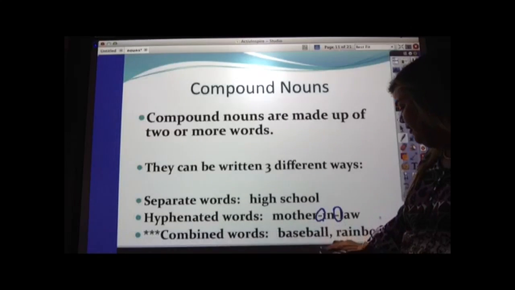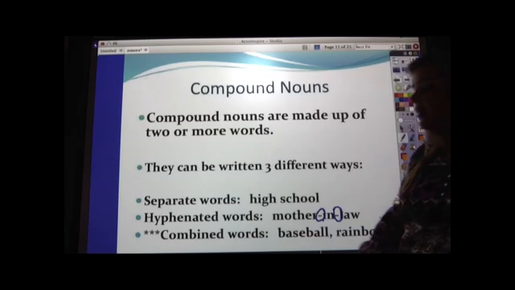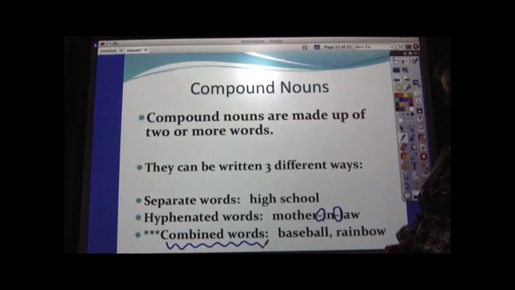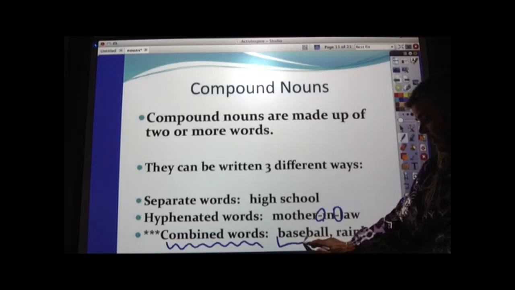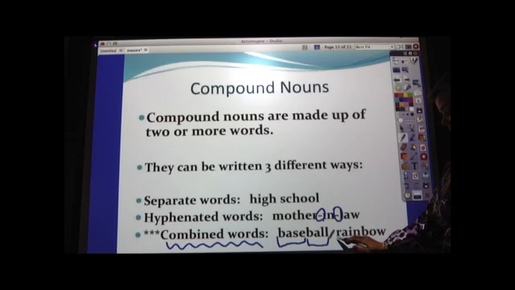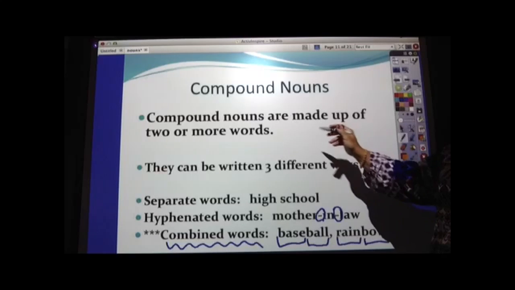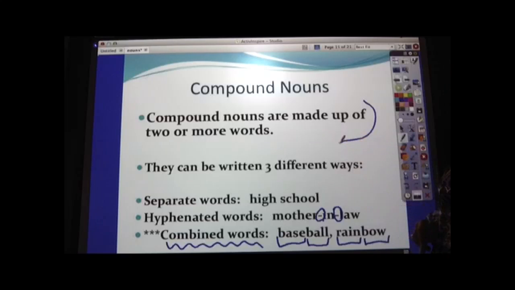Okay, and our third way, and this is the most common, is when you have them combined, such as baseball, which is base and ball, or rainbow, which is rain and bow. Okay, there are many great compound nouns. You just have to look for them. So compound nouns are nouns that are made up of 2 or more words, and this is the definition that you want to copy into your notes right now, students. So if you need more time to copy that definition, you can either hit stop or pause.